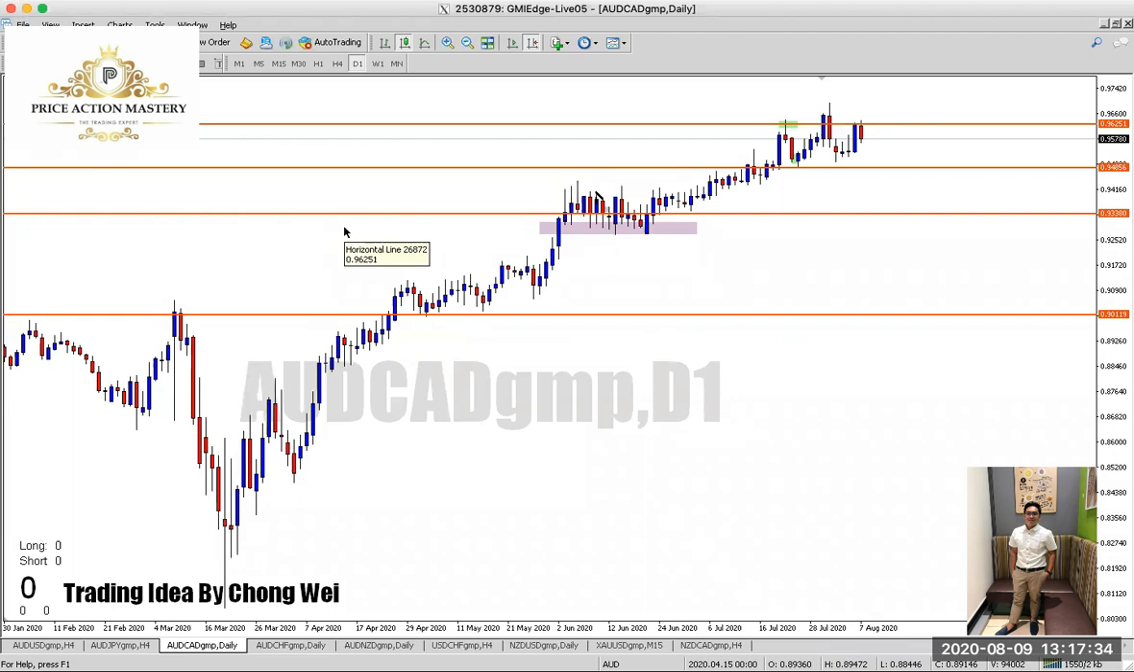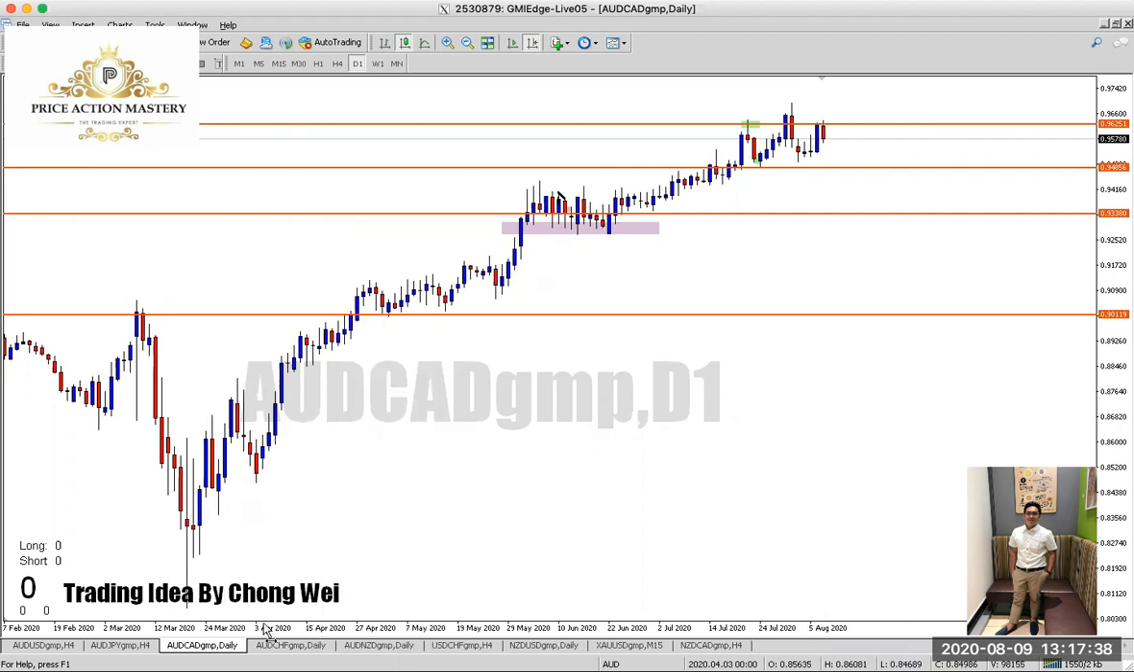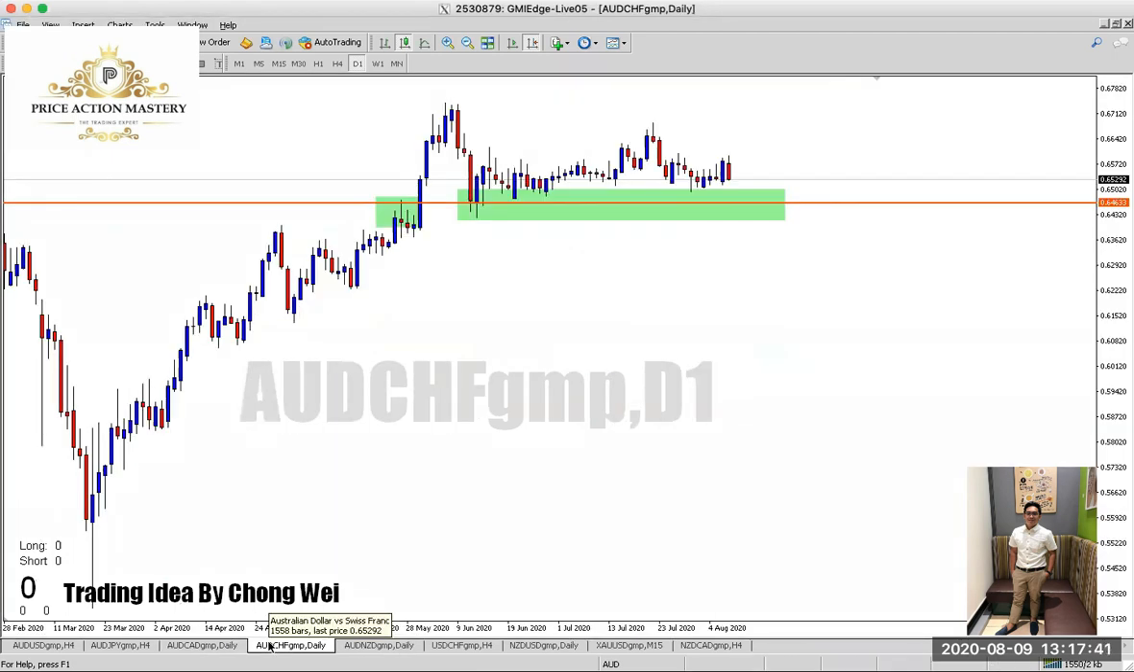Overall it's a clear uptrend without any doubt. AUD CHF is the same. As long as the base currency has a direction, basically all its cross pairs, or even all the pairs, will have the same direction and the same move. So they also want to sell the market, bring it down until here, and then we go up.